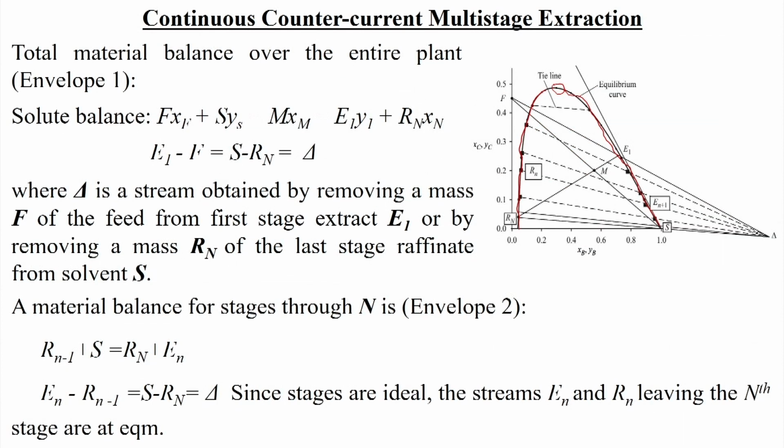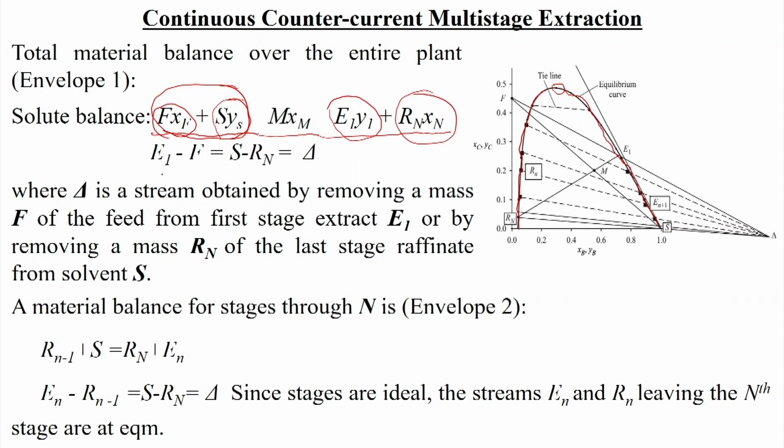So, if we do the material balance, we can say F x f plus S y s is equal to M x m, that is nothing but E 1 y 1 plus R n x n. In the first stage, that is F x f, and S y s enters in the last stage. Then the extract comes out from the first stage with E 1 y 1, and the raffinate exits from the last stage with the solute amount R n into x n.